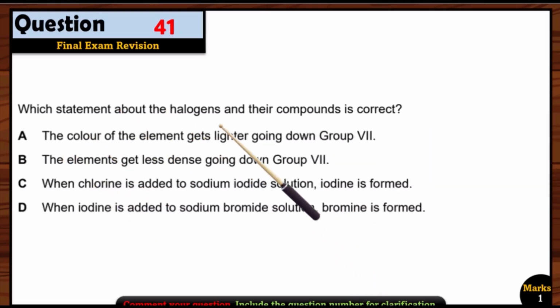Question 41. Which statement about the halogens and their compounds is correct? So let's see one by one each option. The color of the elements gets lighter going down group 7. That's wrong. The color of the elements will tend to be darker as you move down the group. Okay, let's see option B. The elements get less dense going down group 7. Again wrong. Why? Because the density increases for metals and non-metals, all of them, going down the group. When chlorine is added to sodium iodide solution, iodine is formed. Yes, that's right, because chlorine is more reactive, so it can displace iodine from its solution. So that's why option C is the right option over here.